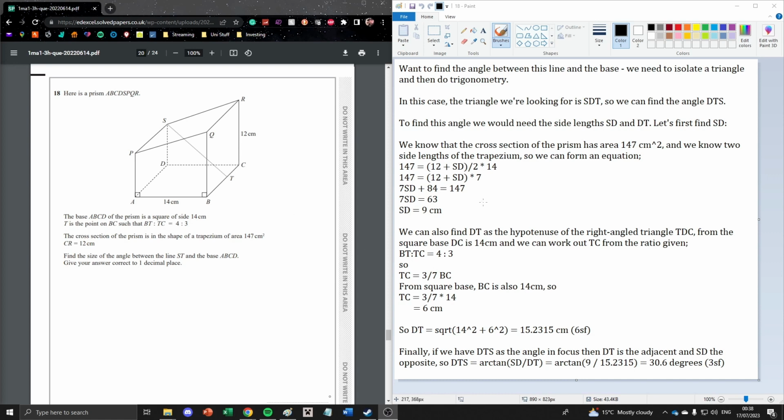So we know that SD is 9 centimeters from our earlier discussion, and we know that DT is 15.2315 centimeters. Looking at the angle STD, we have the adjacent side length and the opposite side length. So we're going to need to use TOA. That's tan of the angle is equal to the opposite divided by the adjacent, which we can rearrange to angle DTS is equal to arctan, or tan minus 1, of SD, that's the opposite, divided by DT, that's the adjacent. So arctan of 9 divided by 15.2315 gives us 30.6 degrees as the size of the angle STD.